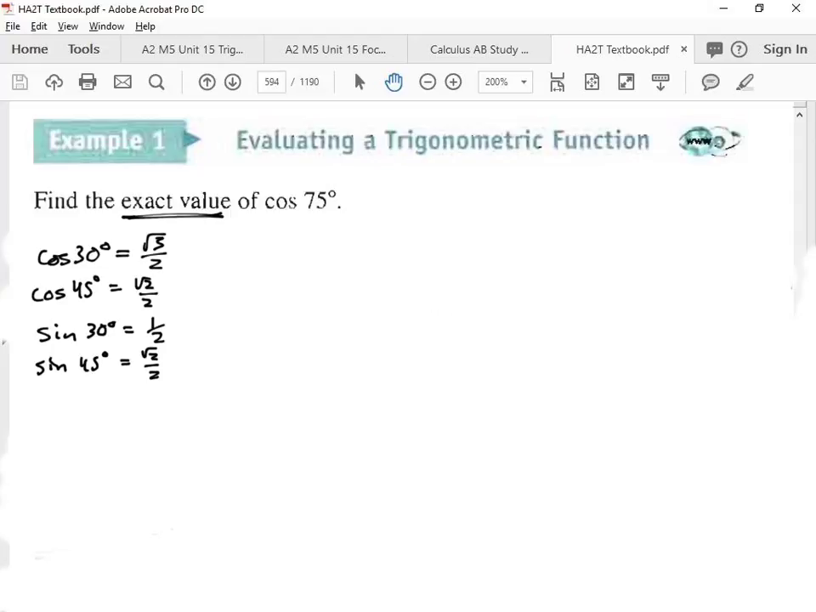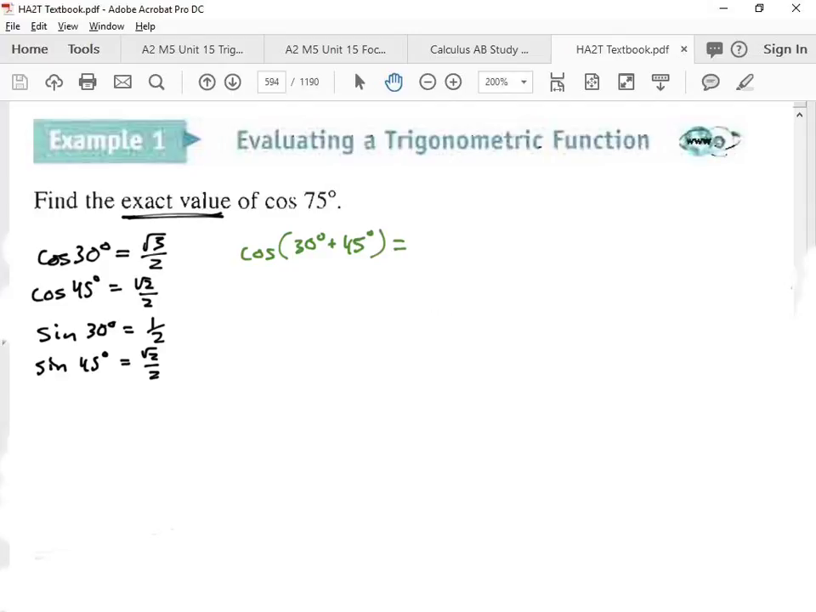Now, why would I be pulling these out? Because we have a formula we can use. Instead of writing 75 degrees, I can write 30 degrees plus 45 degrees. The degree signs are very important here, guys. If you don't write degree signs, then we would have to assume that they're radians.